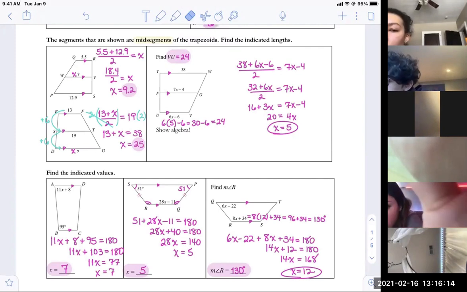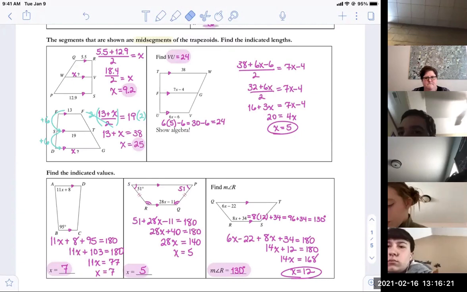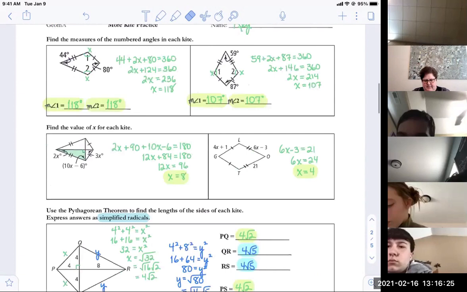Okay, any questions on the first page? All right, how about kites?